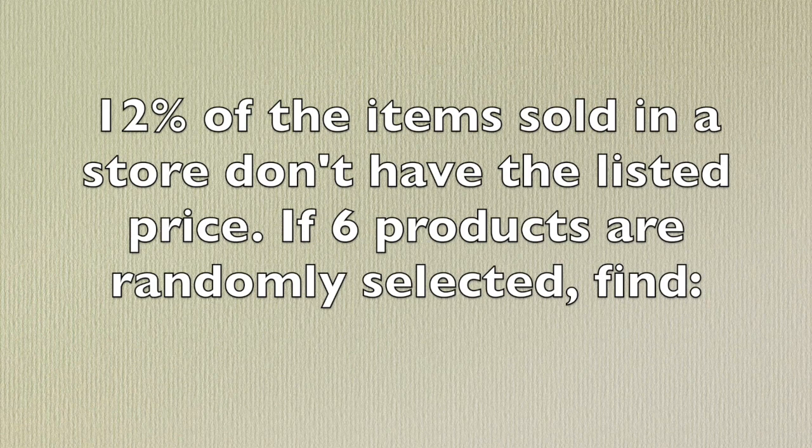The first problem says 12% of the items sold in a store don't have the listed price. If 6 products are randomly selected, find the probability that none of the products have the listed price.